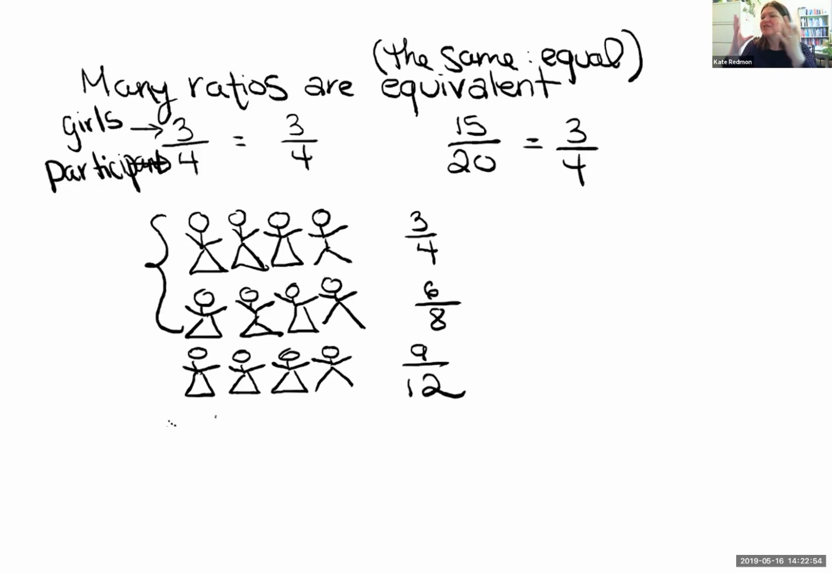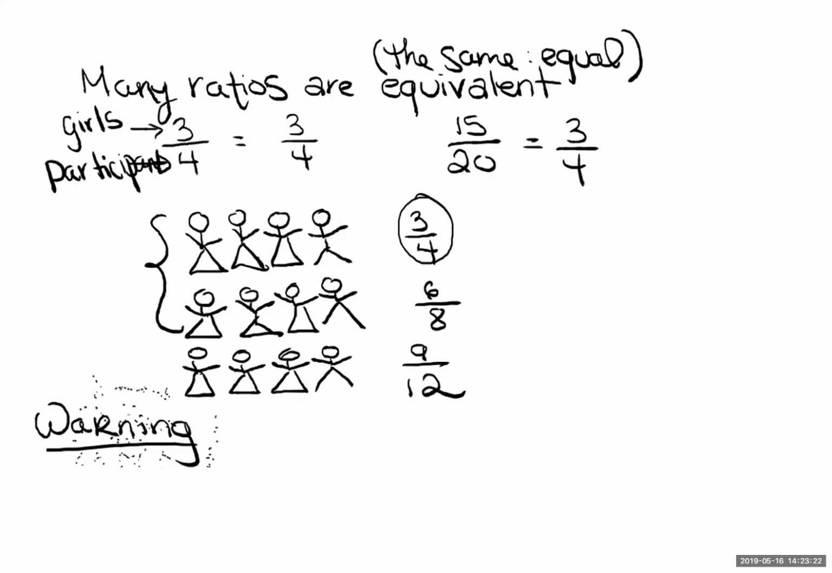But the mathematicians decided amongst themselves, we have so many ways to say the same thing. Talk about that same 3 out of 4 relationship. Which one should we use? And they said, we'll just use the simplest one. And that's why I say that all ratio relationships should be expressed as simplified.